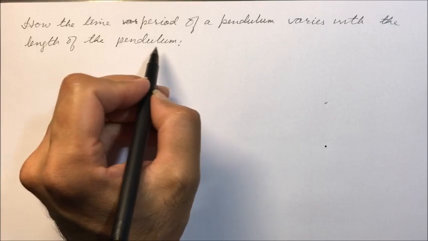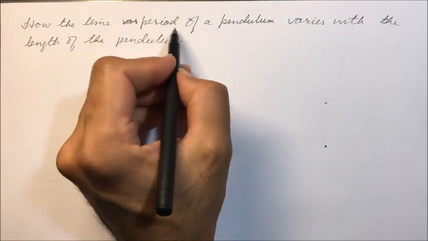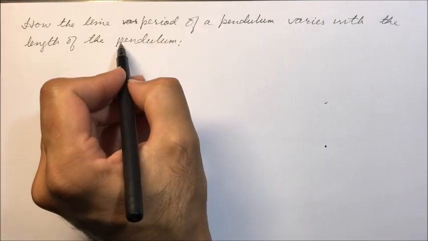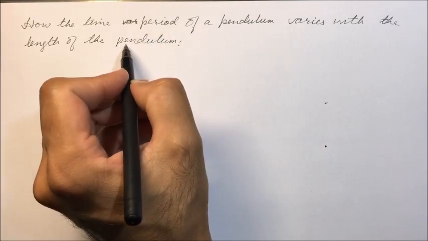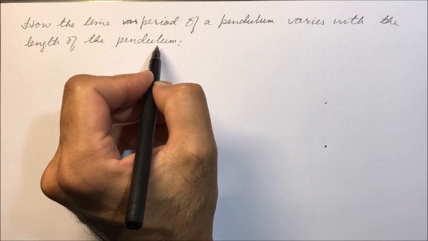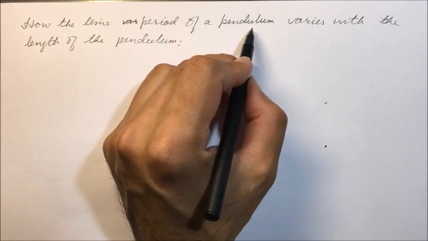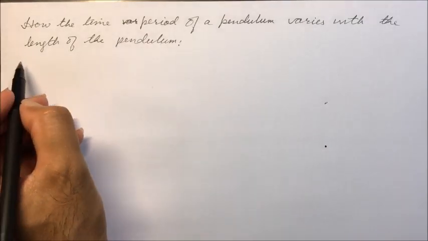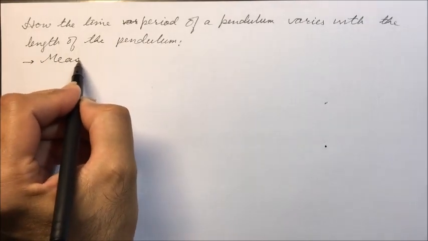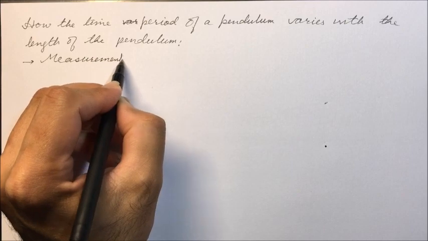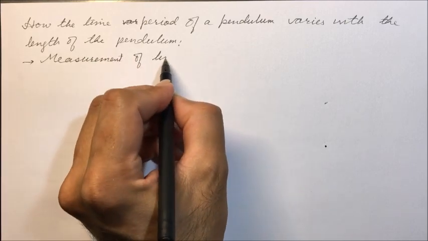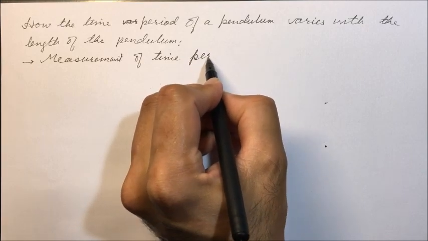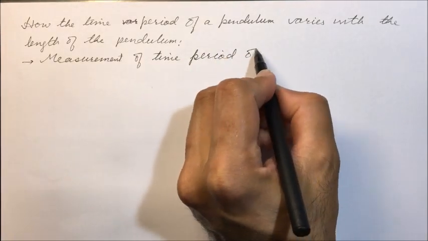As the length of the pendulum is varied, we will see how the time period of the pendulum is varying. So how are length and period related to each other? If we vary the length of the pendulum, the time period will vary, and how it is varying, that we are going to see. Or we can say, we devise the measurement of time period of a simple pendulum.